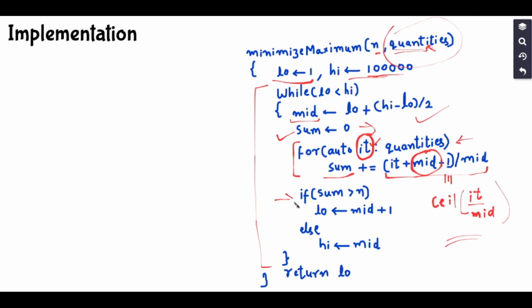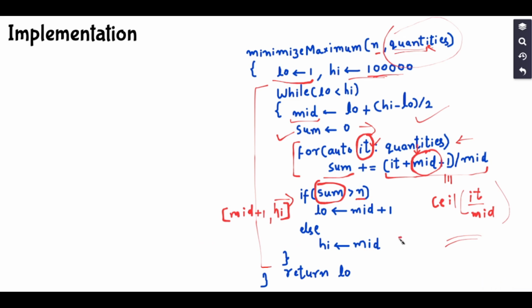And finally, I have to check if the number of stores which I have counted to which I delivered the products, such that the quantity does not exceed this mid, are greater than n, that means our mid lies on the bad side. It cannot be the answer. So in that case, reinitialize the range to mid plus 1 to high. That means I have to deliver a larger quantity of the product.